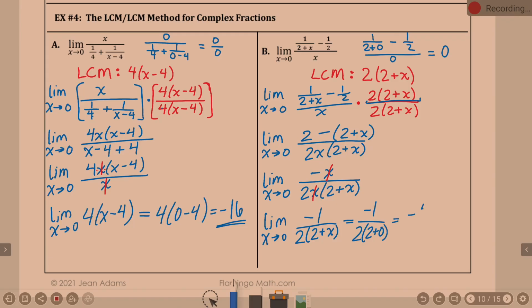Clean it up, and we are at negative 1/4.